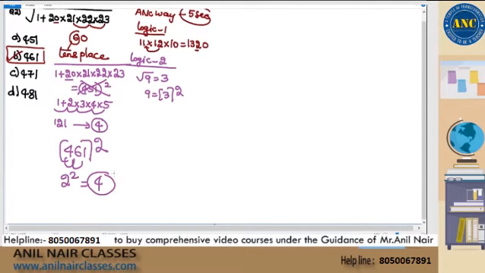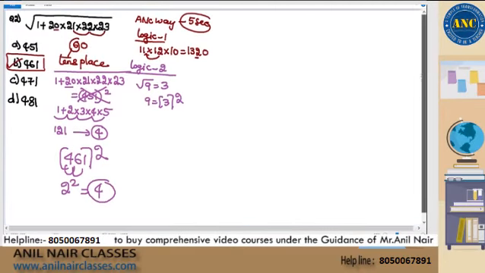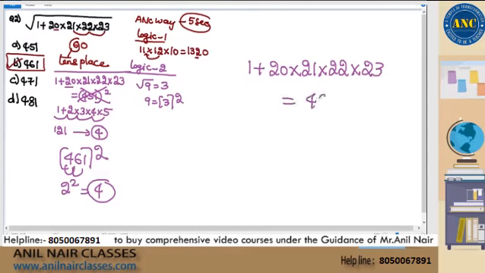Muthu and Mayur, you both don't have patience. What am I explaining? What you are doing? 1 plus 20 into 21 into 22 into 23. I removed the square root and I said it is 461 square. I removed the tens place. I hope it is clear, right, sir?